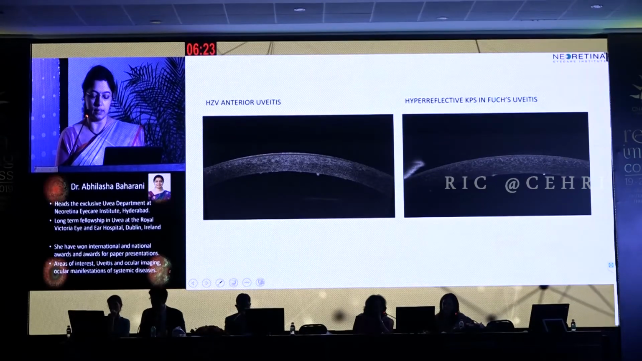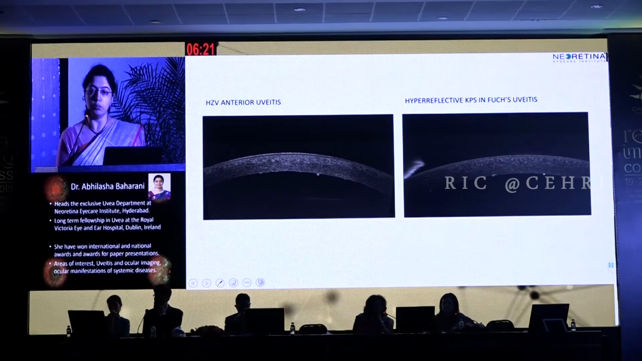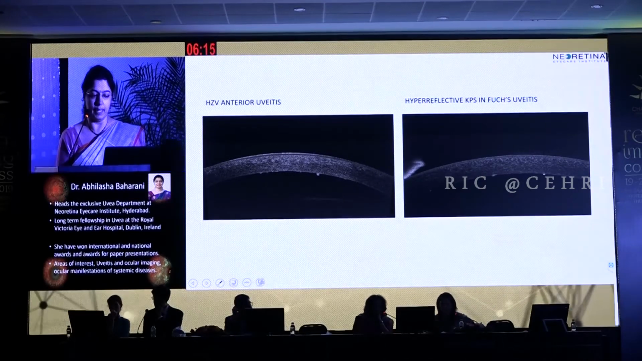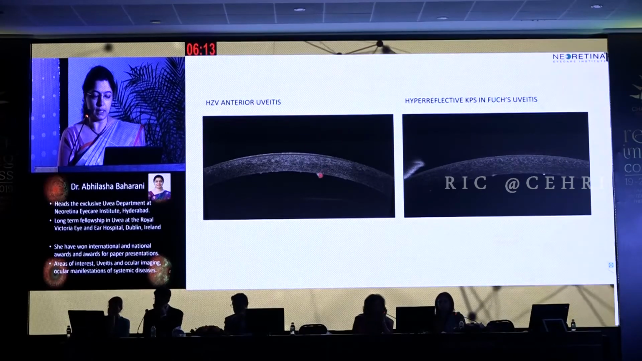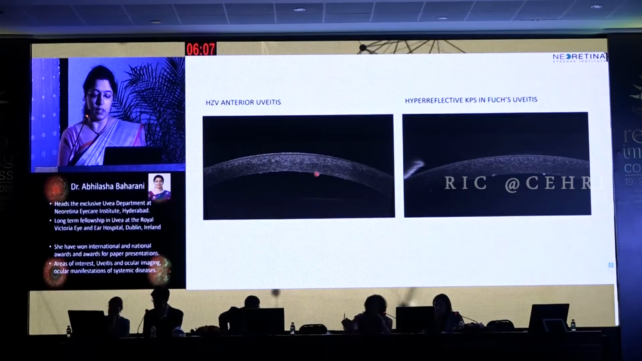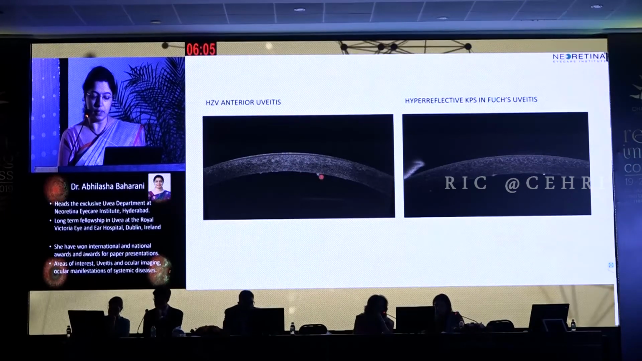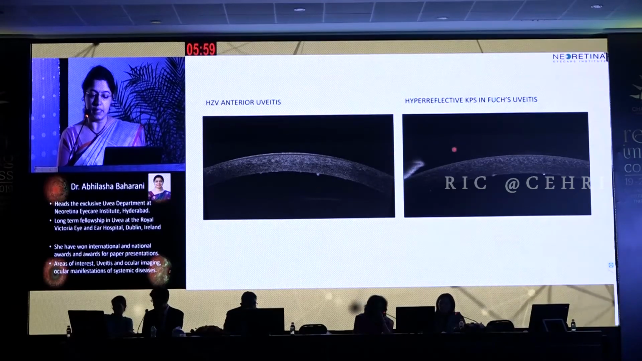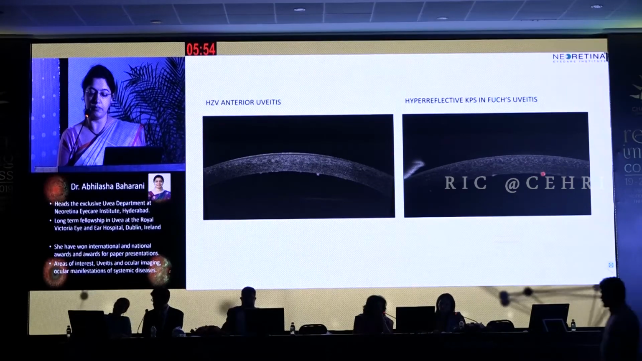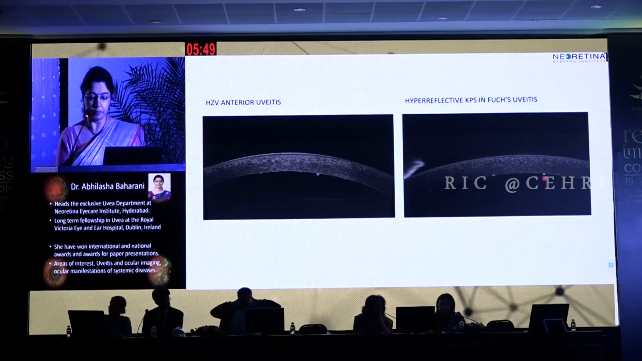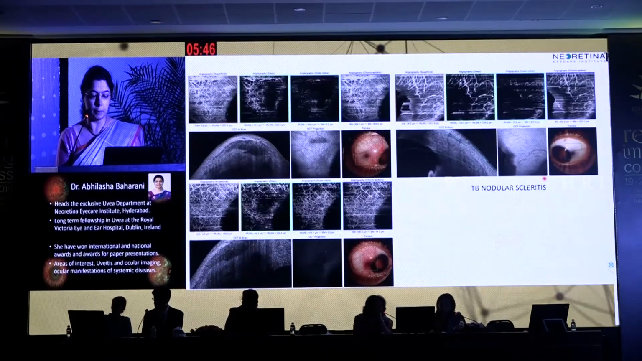So there is a lot of interest recently in the morphology of keratic precipitates in defining the type of anterior uveitis. So this is my first case, which is a case of herpes zoster ophthalmicus with anterior uveitis. Now you see a globular KP here, which is characteristic of herpes zoster anterior uveitis. This is my second case of Fuchs uveitis, and you see a hyperreflective KP, which has also been reported in a case study from Singapore in CMV anterior uveitis.